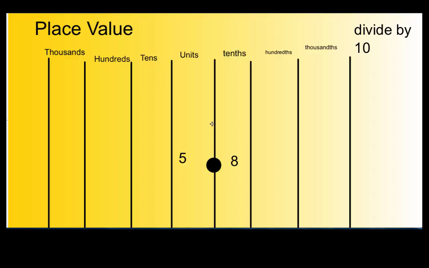So 5.8 divided by 10 becomes, move the 5 once, move the 8 once, becomes 0.58, or just .58, or 5 tenths and 8 hundredths. You just look at it up here, you correlate it to this up here, 5 tenths and 8 hundredths. You can put a 0 here or not, it doesn't matter. Either way, it's 0 units, 5 tenths and 8 hundredths.